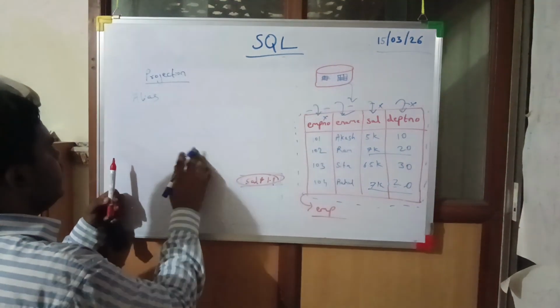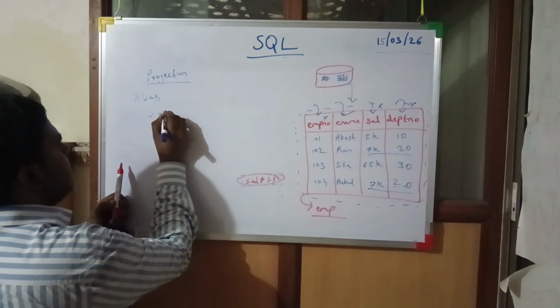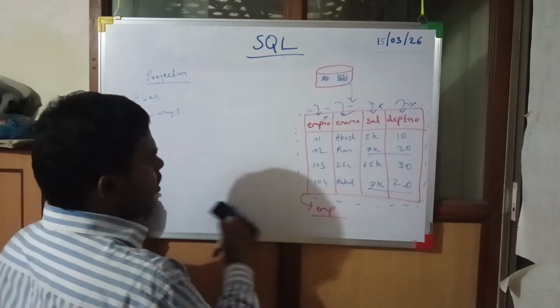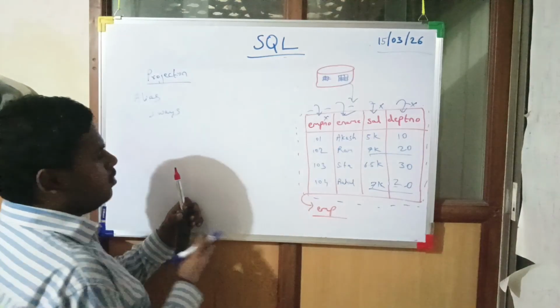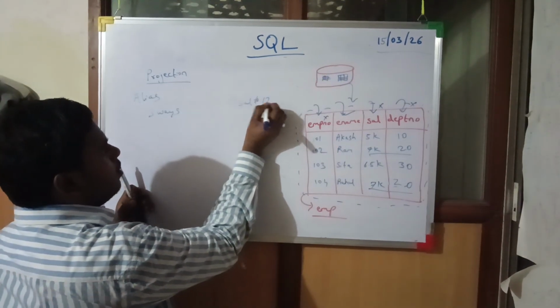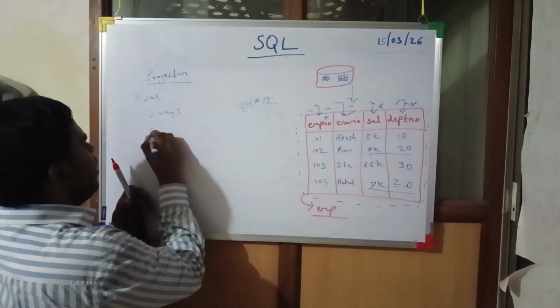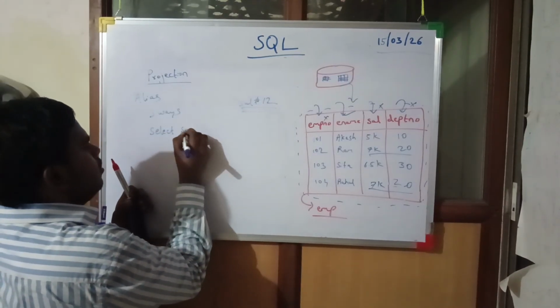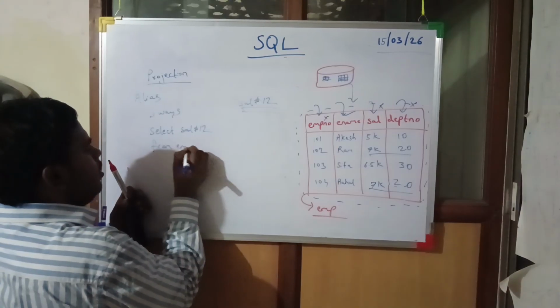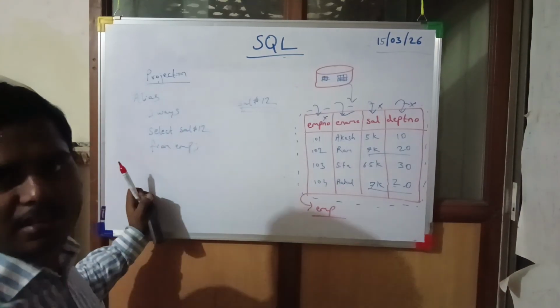So there are 3 ways to give the alias. The best way is the third way according to me, but it's up to you. I want to display the annual salary. Annual salary means sal into 12. So I will write: select sal into 12 from emp.